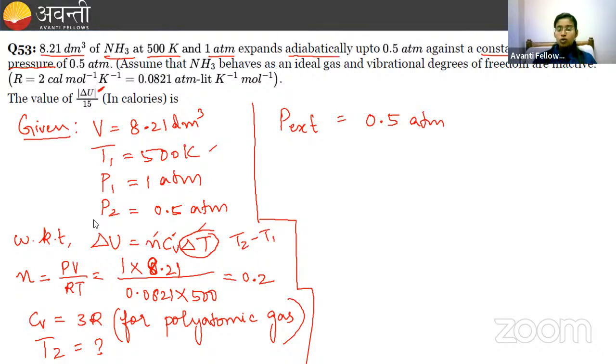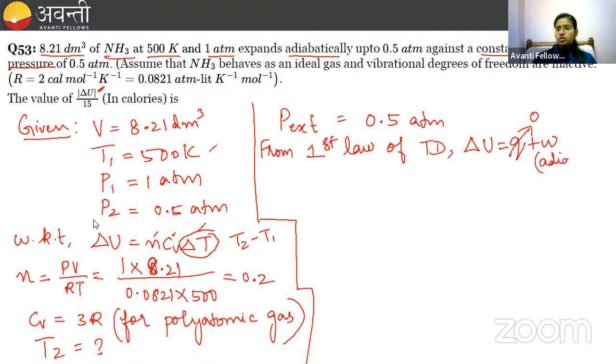So what I can do, I can go for the first law of thermodynamics. So from the first law of thermodynamics, we can write that del U is equal to Q plus W. And since the process is adiabatic, the heat exchange between the system and the surrounding will be equal to 0. So Q goes to 0. And I'm getting a relation where del U is going to be equal to W. Okay. So this is the equation.